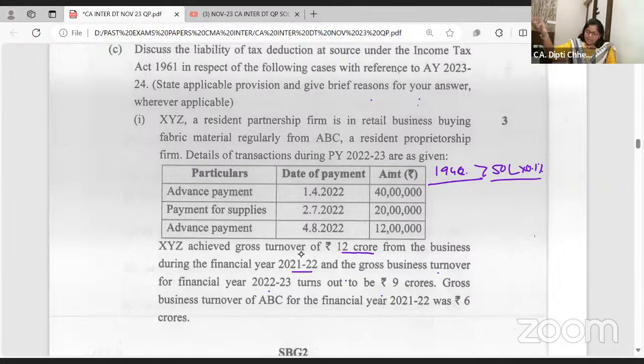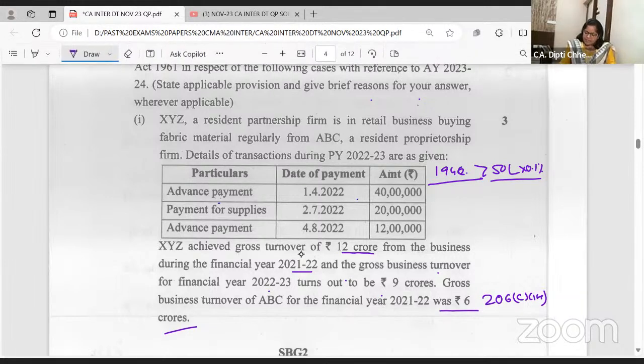Gross turnover of ABC Limited in last year was only 6 crore. Otherwise, they can apply section 206C(1H). Remember? Tax collected at source. If the seller's turnover is exceeding. So here we are the buyer and we have purchased. First we made advance payment 40 lakhs. What will be the TDS?